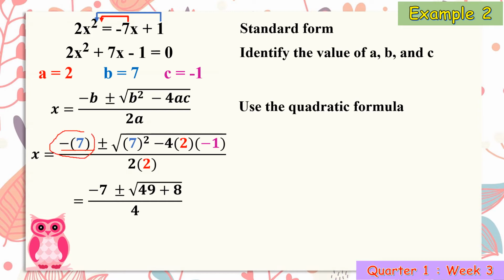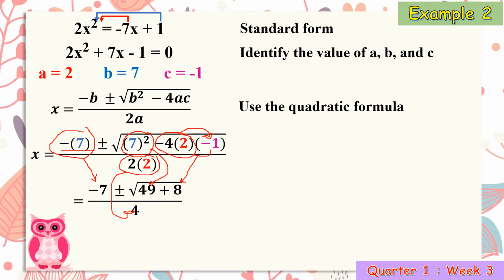So, si negative times 7, kaya po siya ay naging negative 7. This one, you got here positive 7 squared. That's why you got here 49. And this positive 8 is by multiplying negative 4 times positive 2. That is negative 8, and then multiplied by negative 1. That's why we have here positive 8. Then simplify natin yung ating denominator. 2 times 2 will give us positive 4. Okay, so dyan po natin nakuha yung ating given na solution or equation now.